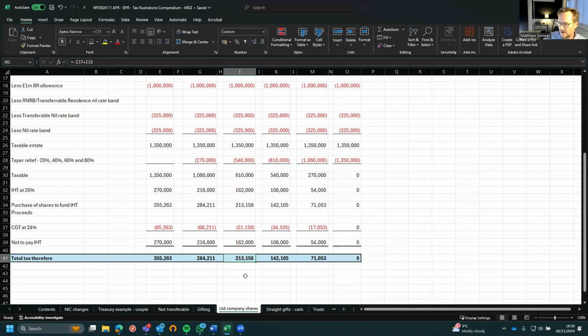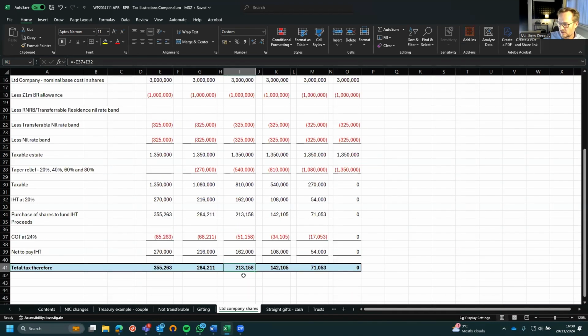So after 4 years, in this example, the total tax would be 213. So that's better than the 270 and no capital gains tax. So 270 was what we'd pay if we did nothing. It gets worse, still worse, and then as the tapering really kicks in, we start to benefit.